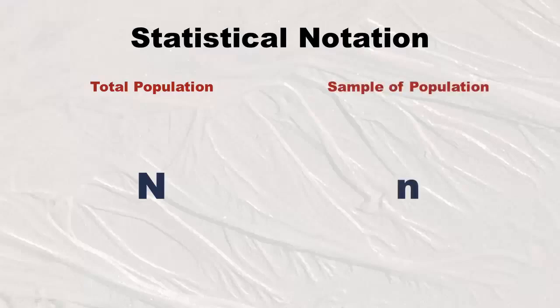However, if you saw a lowercase n, n equals 25, and it was lowercase, then you could assume that this was a sample of the population. And again, it's just kind of like a secret code. You have to pay attention. When I'm talking and I say n and you can't see uppercase or lowercase, you don't know if I'm talking about a population or a sample.